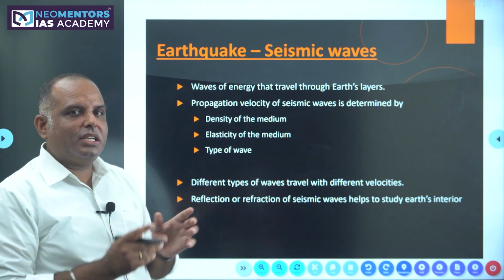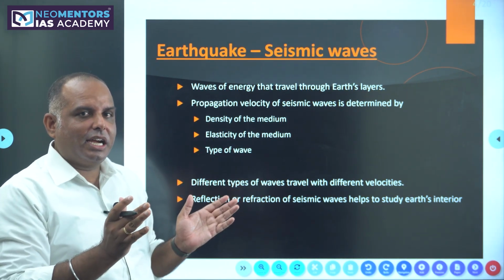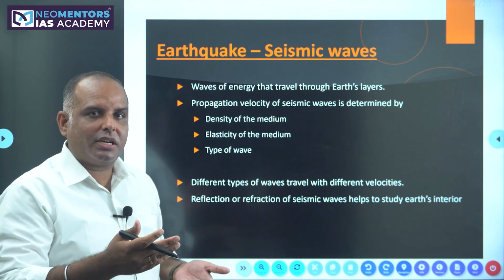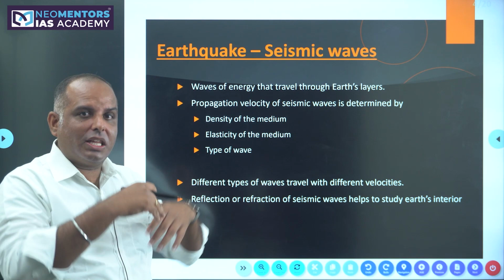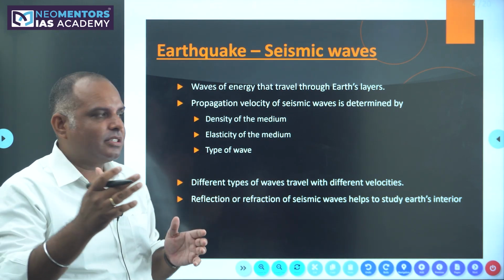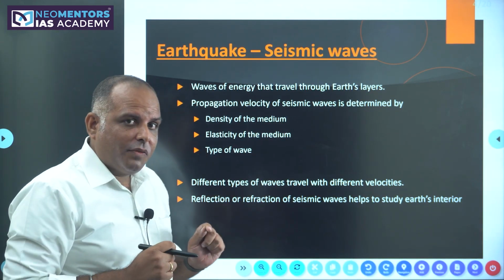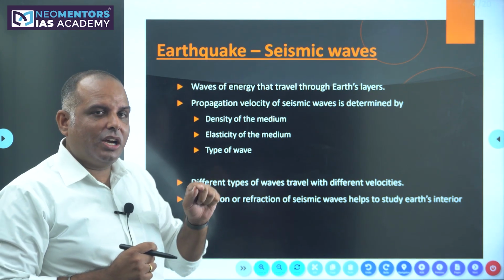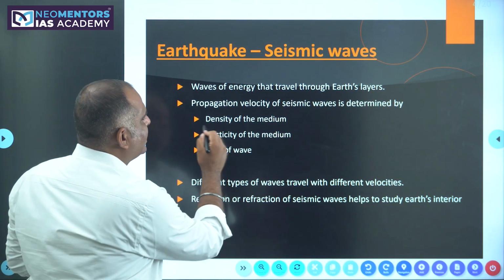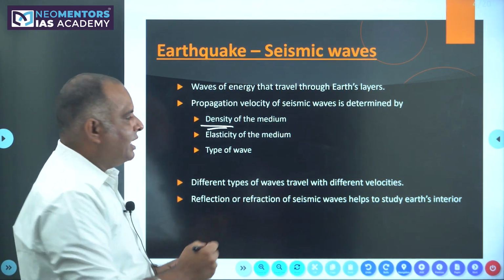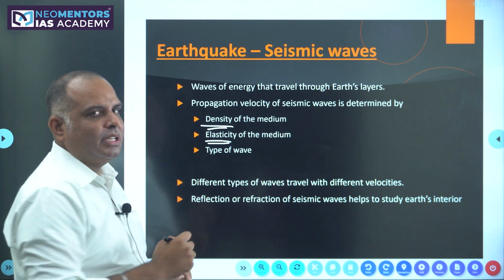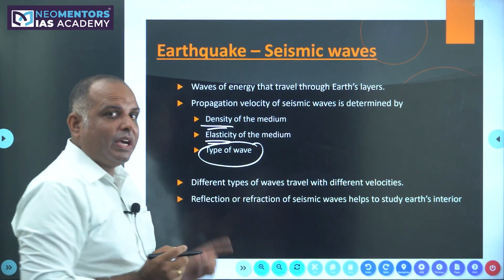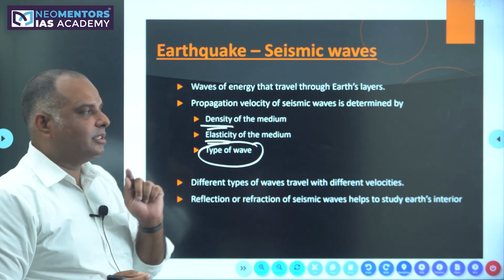Now when these waves of energy travel through Earth's layers, there could be waves of different frequencies and different amplitudes generated. That is when we classify all the waves that are generated into different categories. When they are traveling, their velocity and their amplitude all vary based on the density of the medium, the elasticity of the medium, and the wave type also.